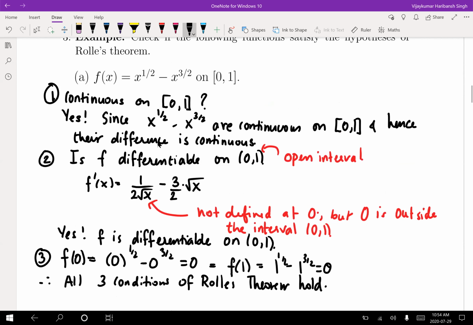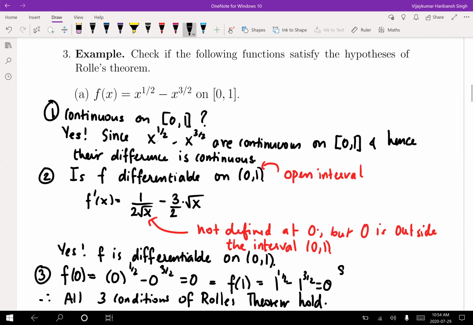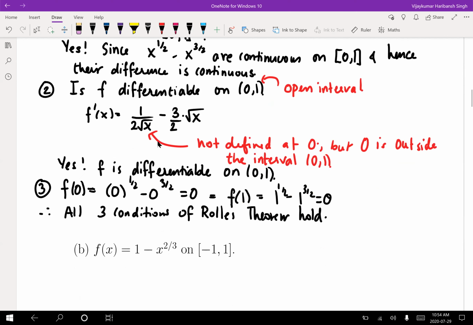So there is a value c in (0, 1) such that f prime of c equals 0.